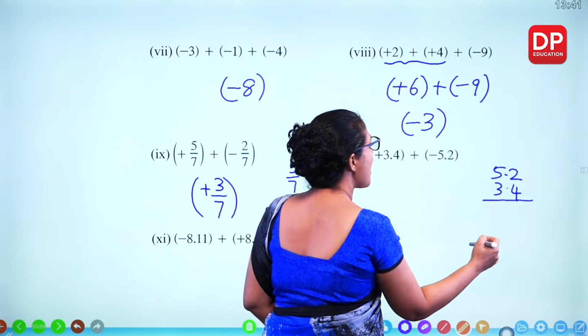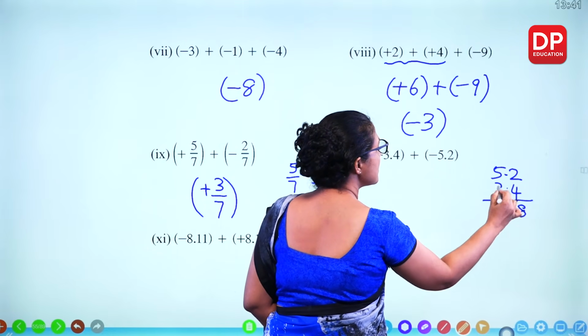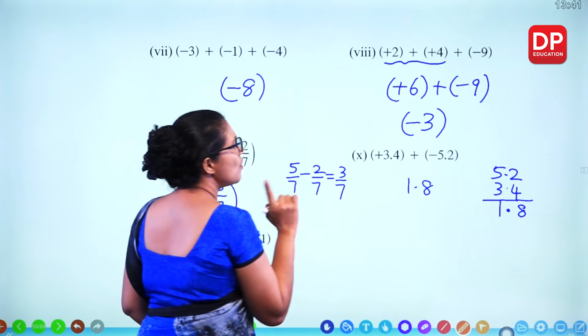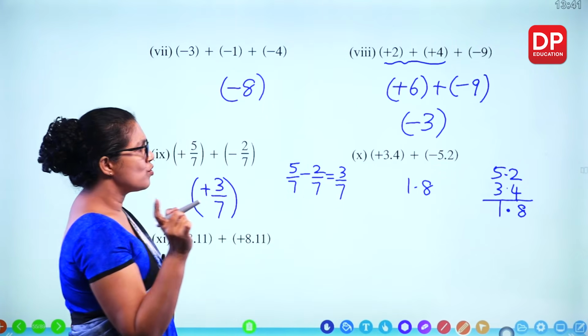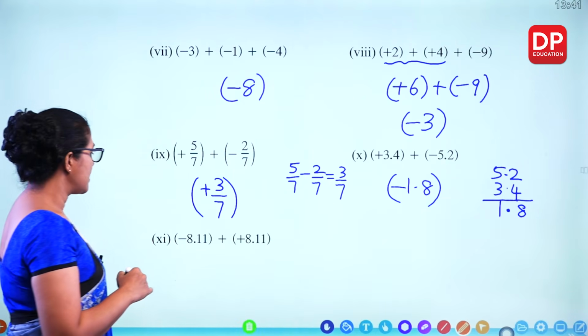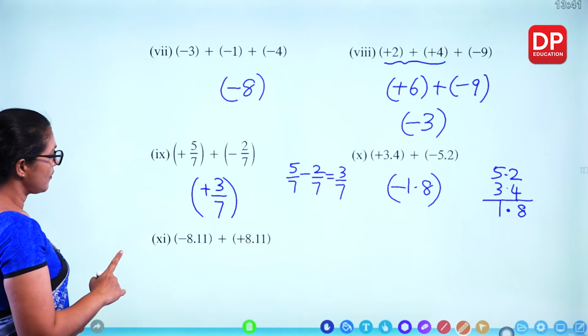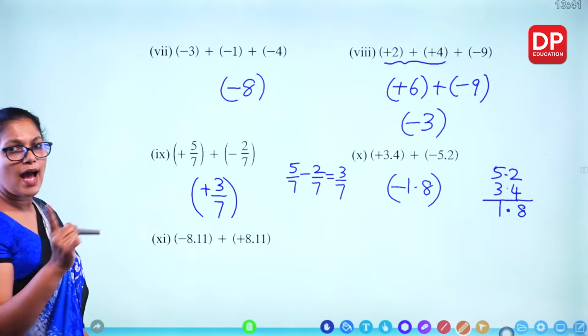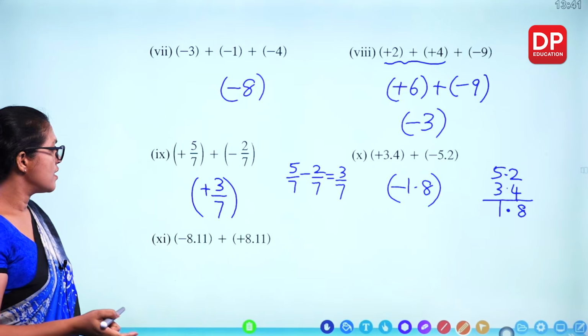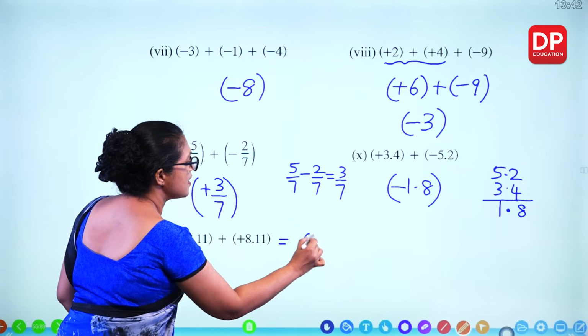When you subtract, you get 8 and here 1. So 1.8 is the answer. Which one is bigger? 5.2. That's negative. So the answer also negative. Here, what are these two? Additive inverse. So additive inverse addition is 0.